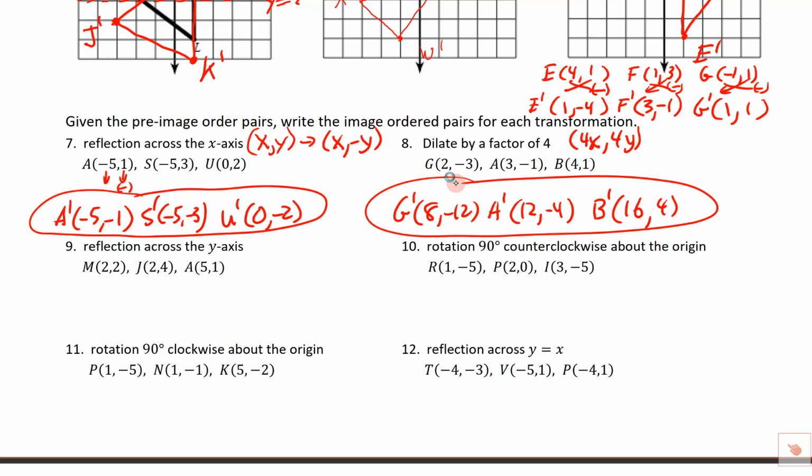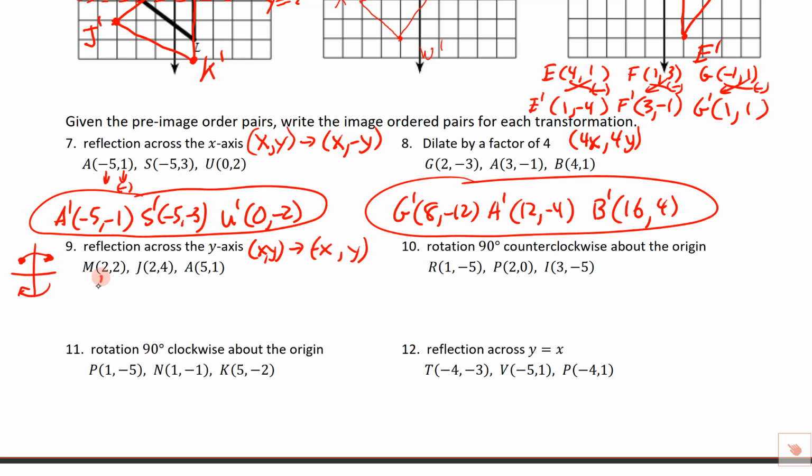Okay, reflect across the y-axis. Now remember what we set up here. When we're reflecting across the axes, the x and y get to stay in the same place. So we've got an x and a y here. But what we're going to do is take the y-axis as the line of symmetry. We're going to take everything on the right and move it over to the left, and everything on the left, move it to the right. Well, the y coordinates don't change at all. It's the x coordinate that changes.